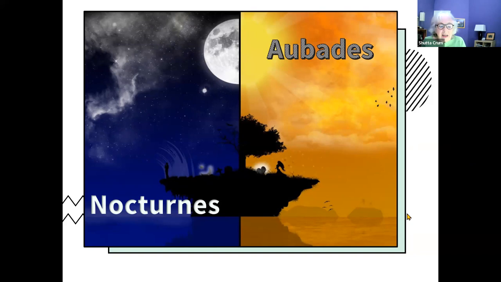So what is a nocturne or an aubade? Let's start with a little description. They're non-prescriptive forms, which means there's no dictated specific meter or rhyme pattern or repetition of a line and no refrains. That's one of the reasons I like it, because you can really do a lot with free verse in a nocturne or an aubade. So they're perfect for that.